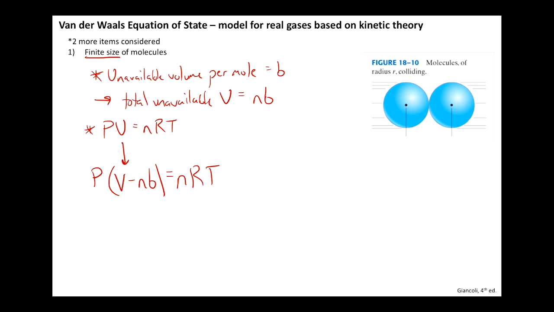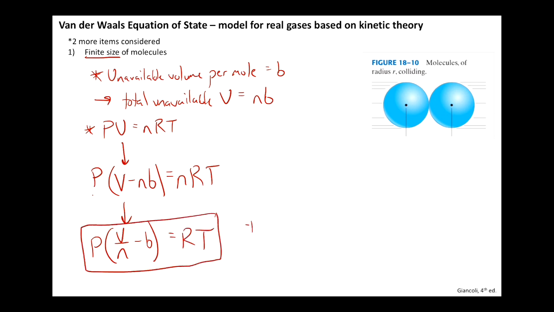And then I'm going to divide this thing through by n, just to get it in the form that's commonly used, which would give us P times (V over n minus B) equals RT. This is known as the Clausius equation of state, in which case we've taken into account one additional thing that helps us get a little closer to real gas behavior. The Clausius equation of state.